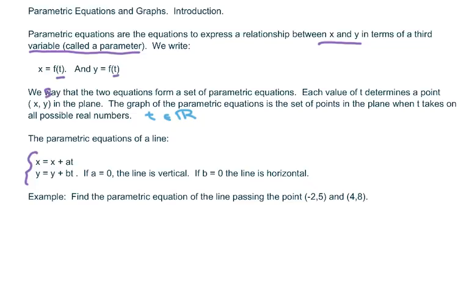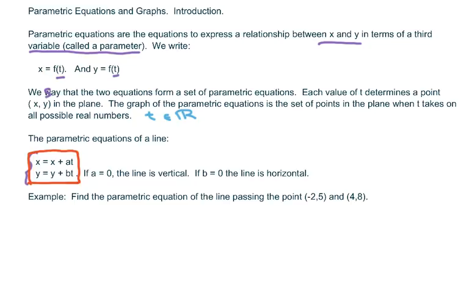A parametric equation of a line is right here: x equals x sub 1 plus at, and y equals y sub 1 plus bt. Now if a equals 0, the line's vertical, and if b equals 0, the line's horizontal. So let's look at the example here. We want to find a parametric equation of the line passing through the points (-2, 5) and (4, 8).